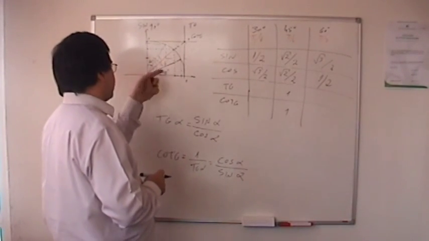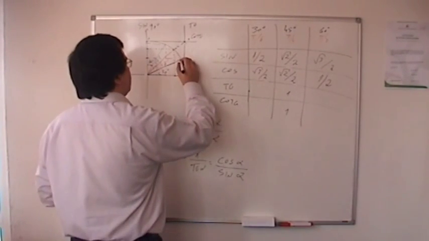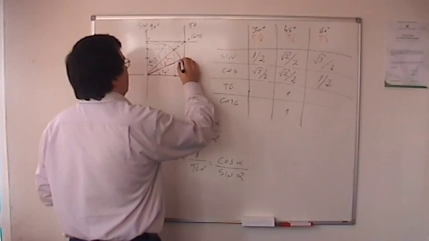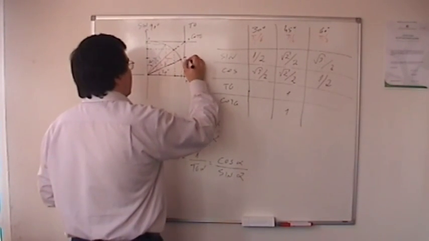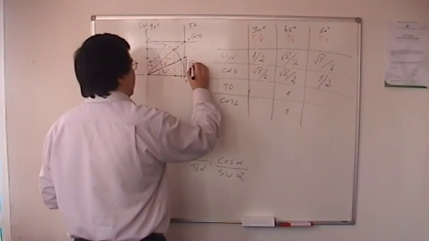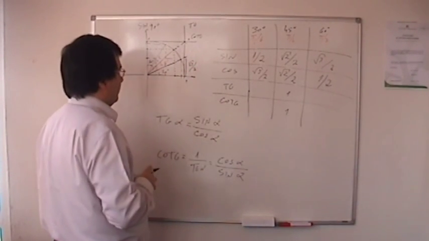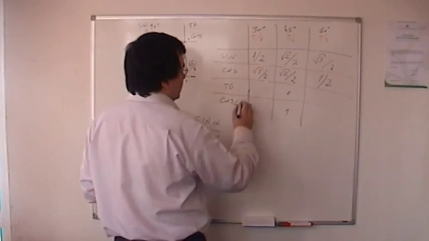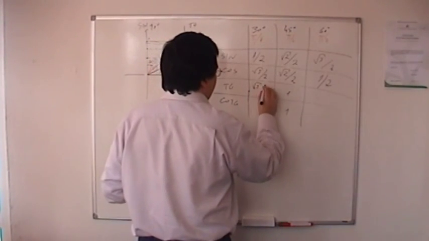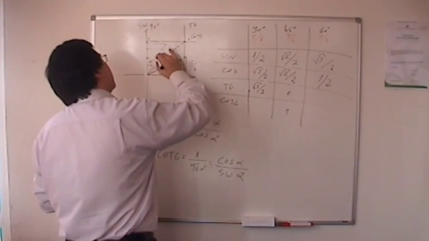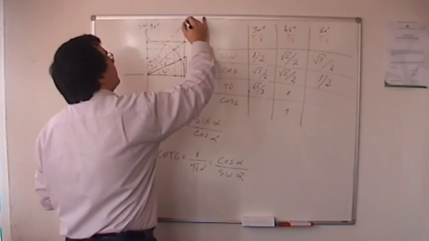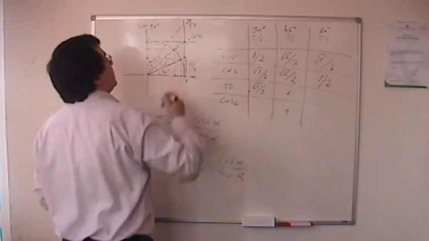Now, for 30 degrees, we'll find that this value here will be given by square root of 3 over 3. So the tangent of 30 will be square root of 3 over 3. And for 60 degrees, it will be square root of 3.